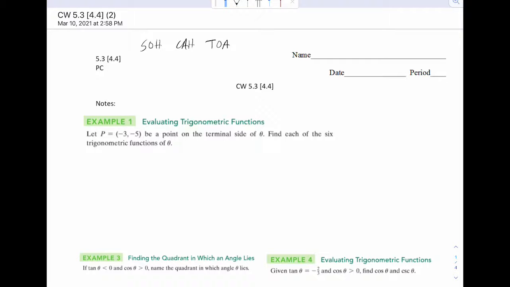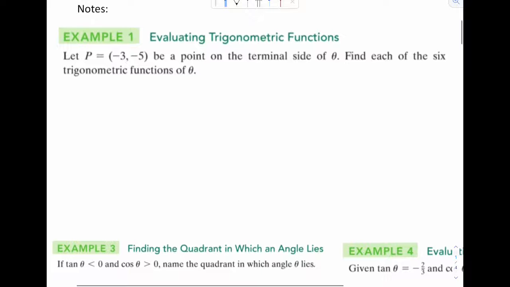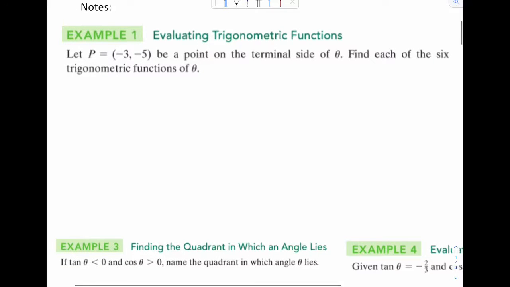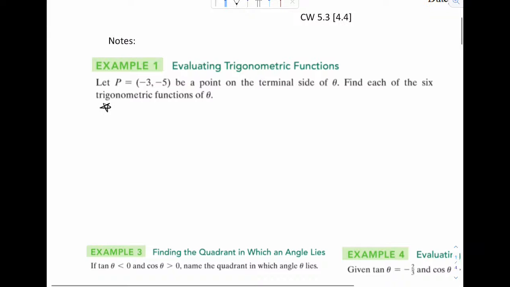Welcome to CW 5.3. Let's start with our first example right here. Evaluating trig functions, let P equal this point on the terminal side of theta. Find each of the 6 trig functions. So whenever you have a question like this, the setup is always going to be the same. You always have to draw a triangle.